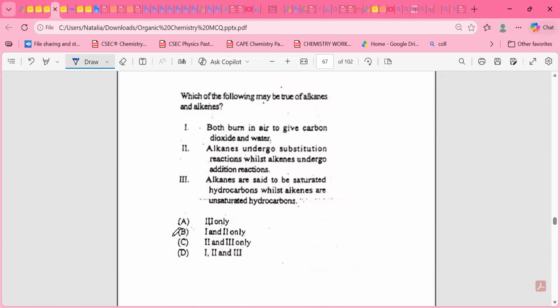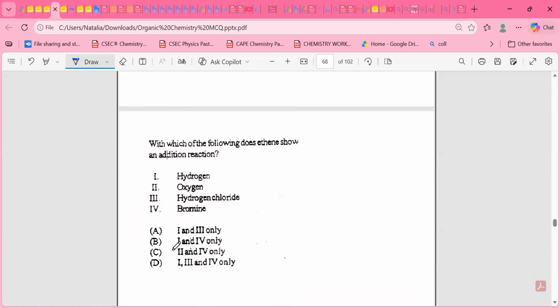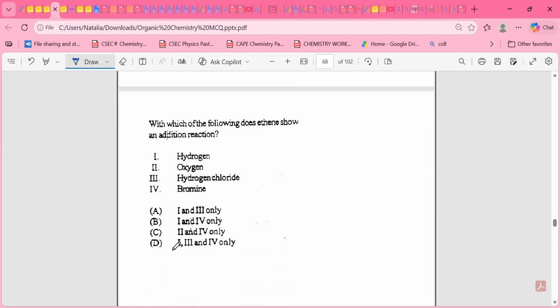Which of the following may be true of alkanes and alkenes? Both burn in air to give carbon dioxide and water vapor. Alkanes undergo substitution, while alkenes undergo addition. Alkanes are saturated, alkenes are unsaturated, so it's D. With which of the following does ethene show addition reaction? So we have ethene, addition.